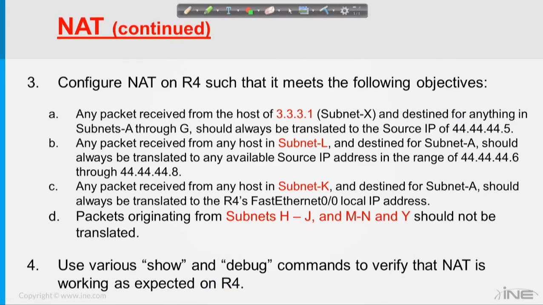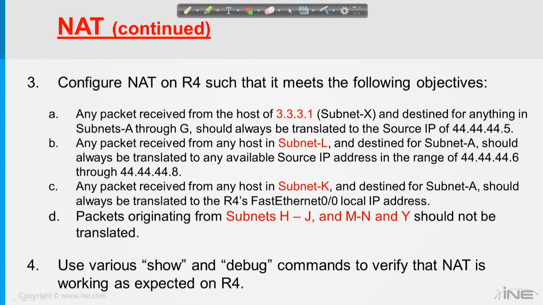3C, any packet received from any host in subnet K and destined for subnet A should always be translated to R4's FastEthernet 0/0 local IP address. What kind of NAT are we referring to there? That's right. That actually goes by two different names. Either one would be correct. It's either port address translation, PAT, or sometimes it's also called NAT overload. They both mean exactly the same thing, NAT overload and PAT.